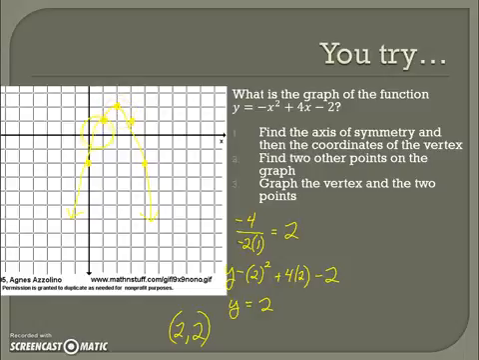Plot that point and then find a couple other points. I always use 0 and 1 if it's not in the vertex. It's just easier numbers to use, and then mirror them on the other side, and there's your parabola.